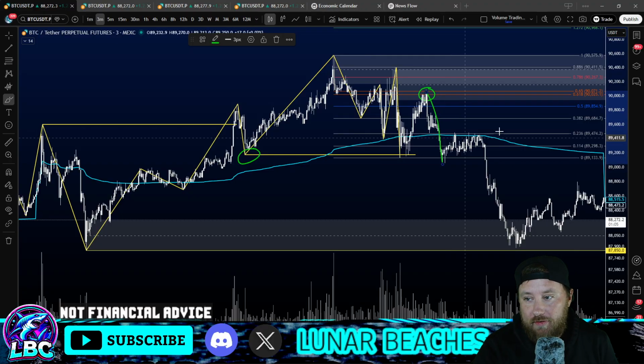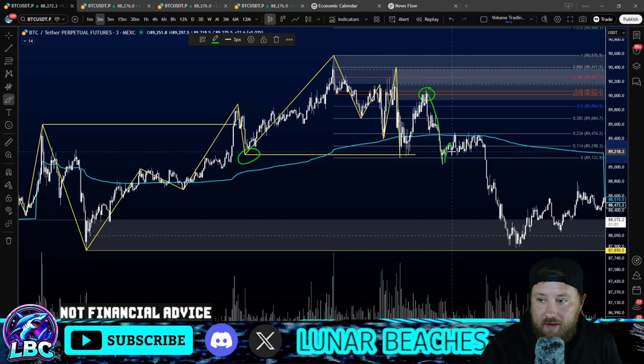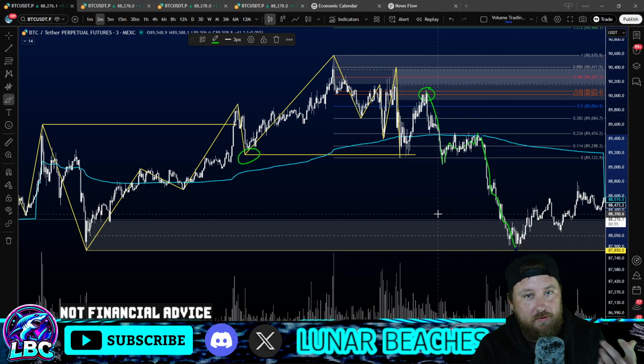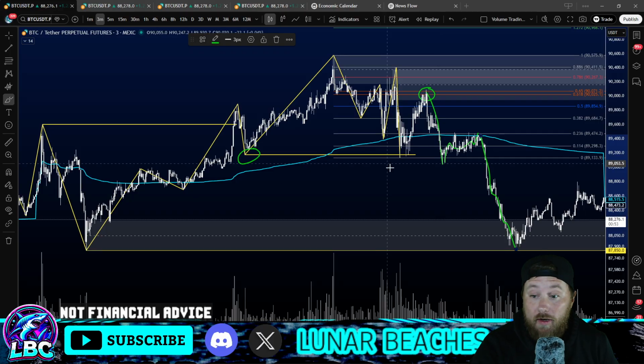We lose VWAP again, and you can see price cannot get back above VWAP, and ultimately rolls over and gets back down to the end zone.